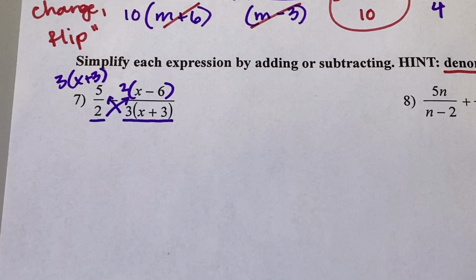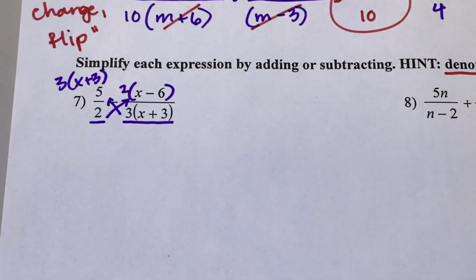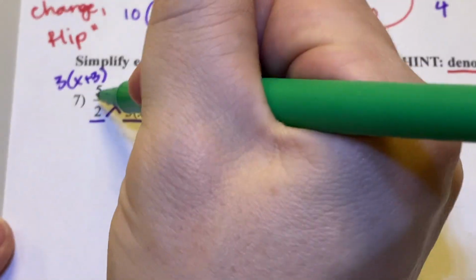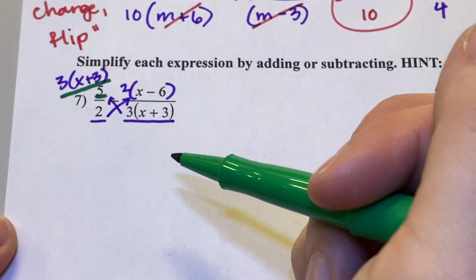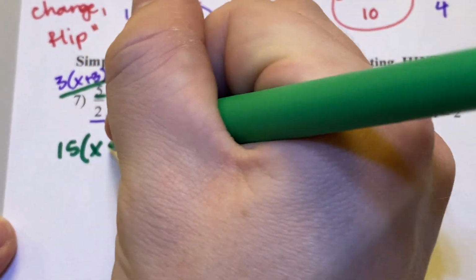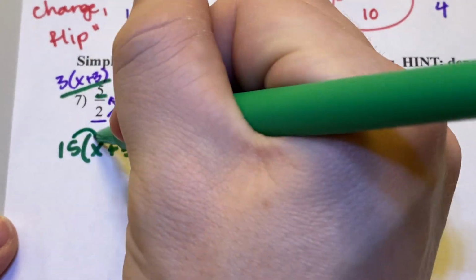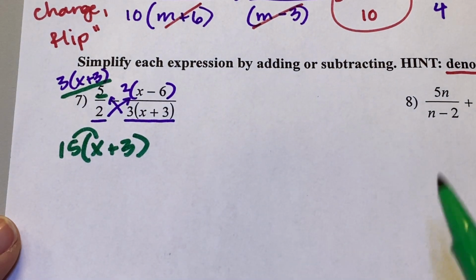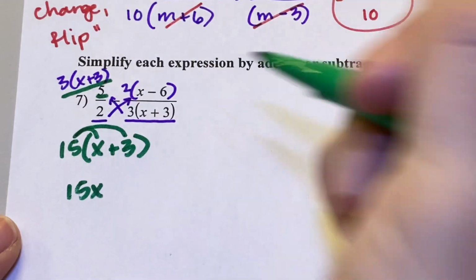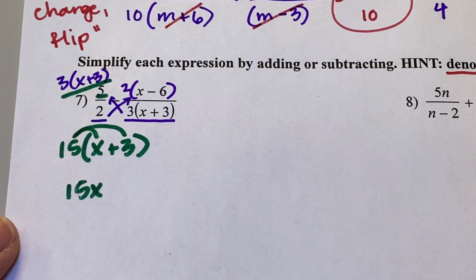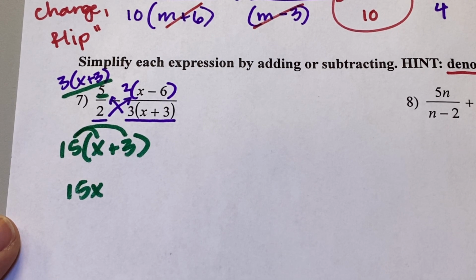Okay, so let's see what we get. Let's do this first piece. I'm going to take 5 times this guy. What is 5 times 3? 15. Now we needed to do some distributing. What's 15 times x? 15x. What's 15 times 3? Let's use a calculator. 15 times 3 is 45.